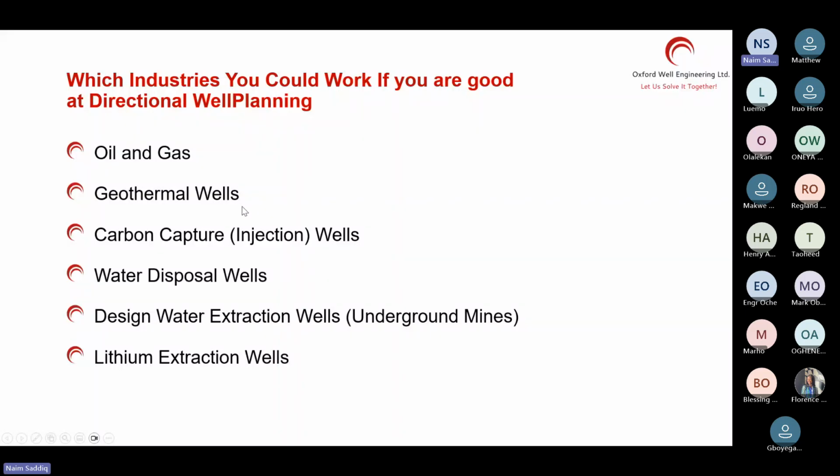Geothermal wells are complicated. Their designs are very complicated because of the high temperature. The design needs to be strong. The casing needs to be in certain ways. The shape of the wells is not so complicated. Anybody can draw the trajectory for geothermal, but sometimes they need some deviation. Sometimes they need a little bit of tricks. Then there are carbon capture wells, injection wells, water disposal wells.